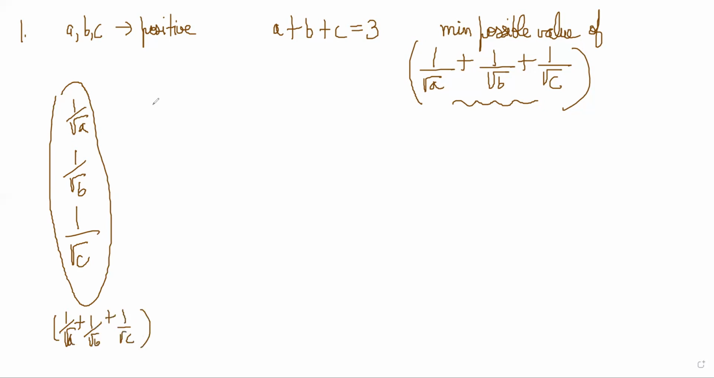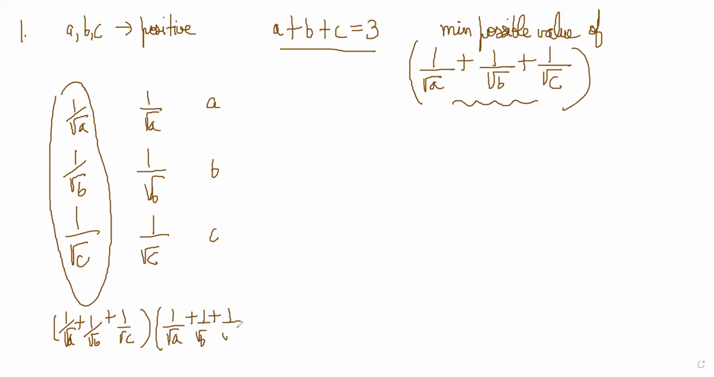So what other numbers should I pick? I pick another set of numbers which is the same. And finally, I picked A, B, C here because A plus B plus C is 3. So this is my 9 numbers. So what I should get is this into 1 by root A plus 1 by root B plus 1 by root C multiplied by A plus B plus C is greater than or equal to.